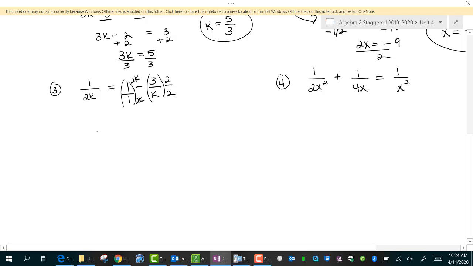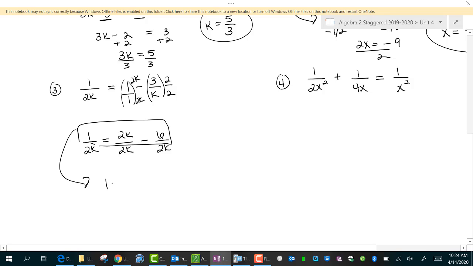So simplifying here, cleaning it up, I get 1 over 2k equals 2k over 2k minus 3 times 2 is 6 over 2k. Be careful with that minus sign, okay? I need to make sure that I'm actually subtracting 6. So when I focus on those numerators, I get 1 equals 2k minus 6. So I'm going to add 6 to both sides. So 7 equals 2k, divide by 2, and k equals 7 halves, or 3.5.